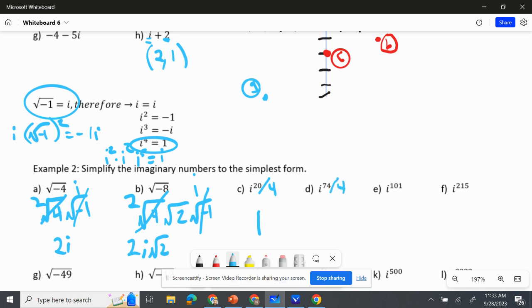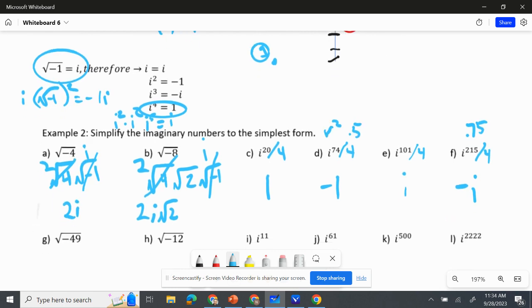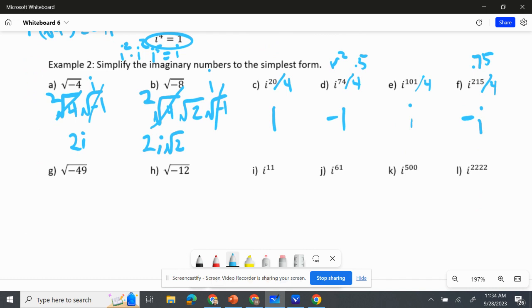74, we divide it by 4. And what we get is a remainder of 2, or if you're using the calculator, it would be 0.5. 0.5 being a half, being i squared, so that would be negative 1. Now, 101 divided by 4, you're going to notice that the remainder is 1, or if you're using a calculator, 0.25. That means it's rotating around 25 times, and then it goes around one more, so that's why it's i. And then 215 divided by 4, we end up with 0.75, or a remainder of 3, and that gives us negative i. Pause the video and try these next few on your own.